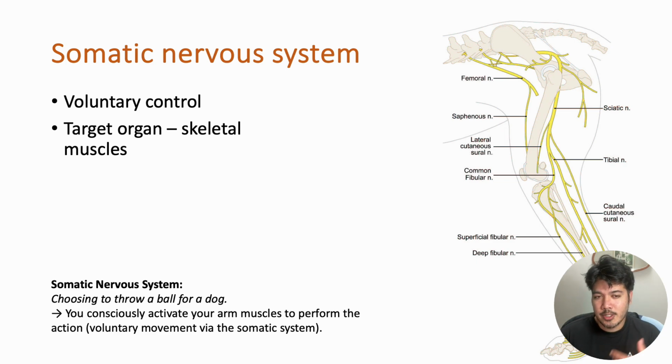Voluntary control means it's mediated by your forebrain. You have a very conscious ability to process that movement, and you're very aware of what's happening. A very easy way to think about it is if you choose to throw a ball for a dog, you are activating your hand muscles, and that act of throwing a ball is you consciously using your somatic nervous system to activate your arm muscles to actually throw the ball.